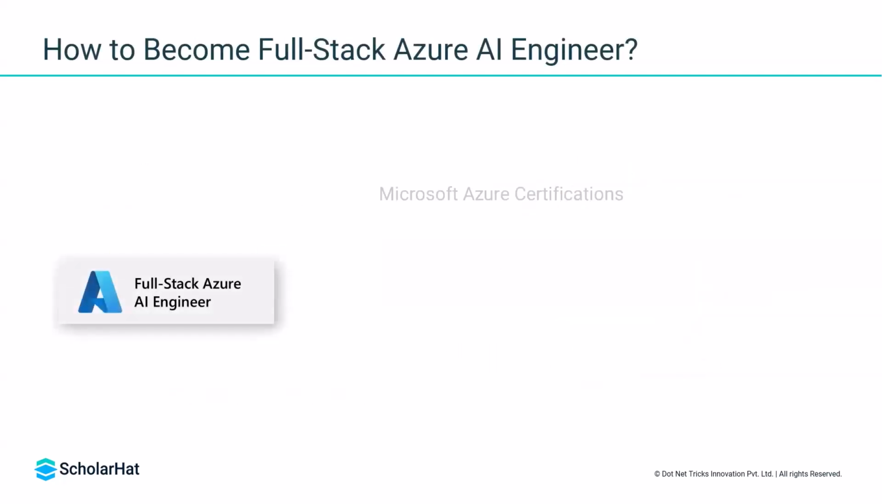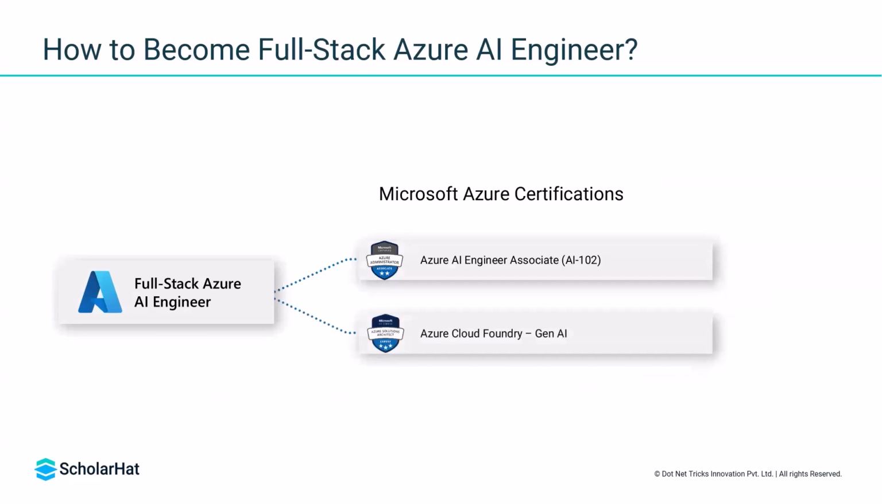So how can you become a full stack Azure engineer? There is one certification, Azure AI Engineer Associate, that is AI-102. And you need to explore things around Azure Cloud Foundry as well, especially for generative AI. So you need to learn both AI plus Gen AI. If you are looking to build a product for your company, or enhance an existing product, this will be helpful for you.